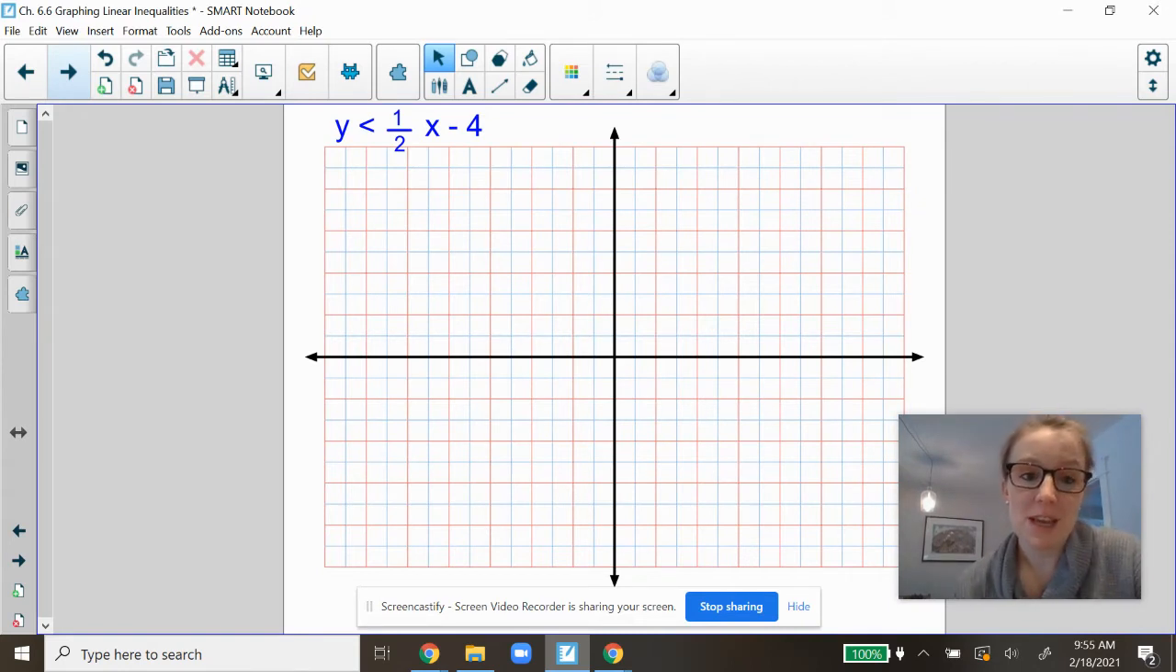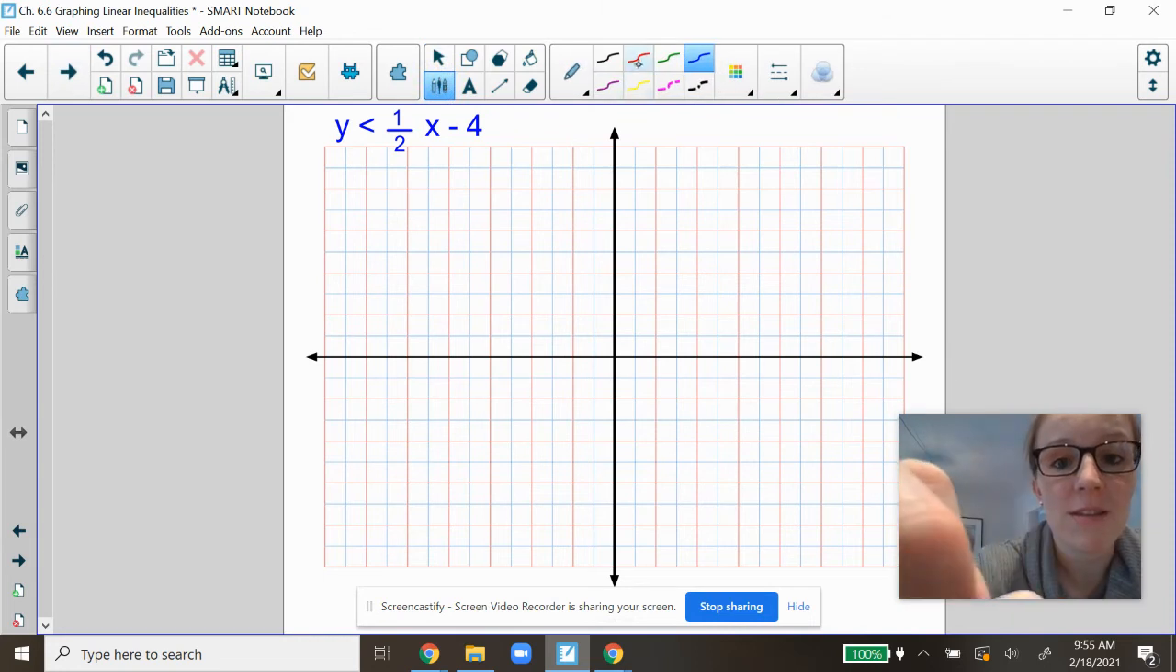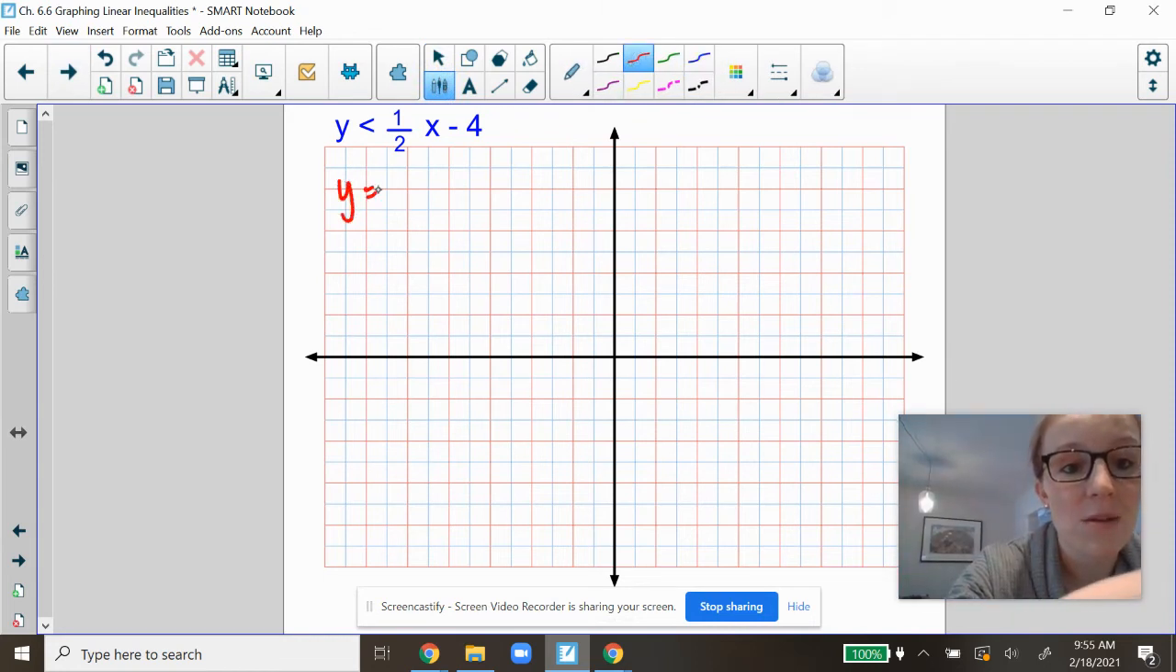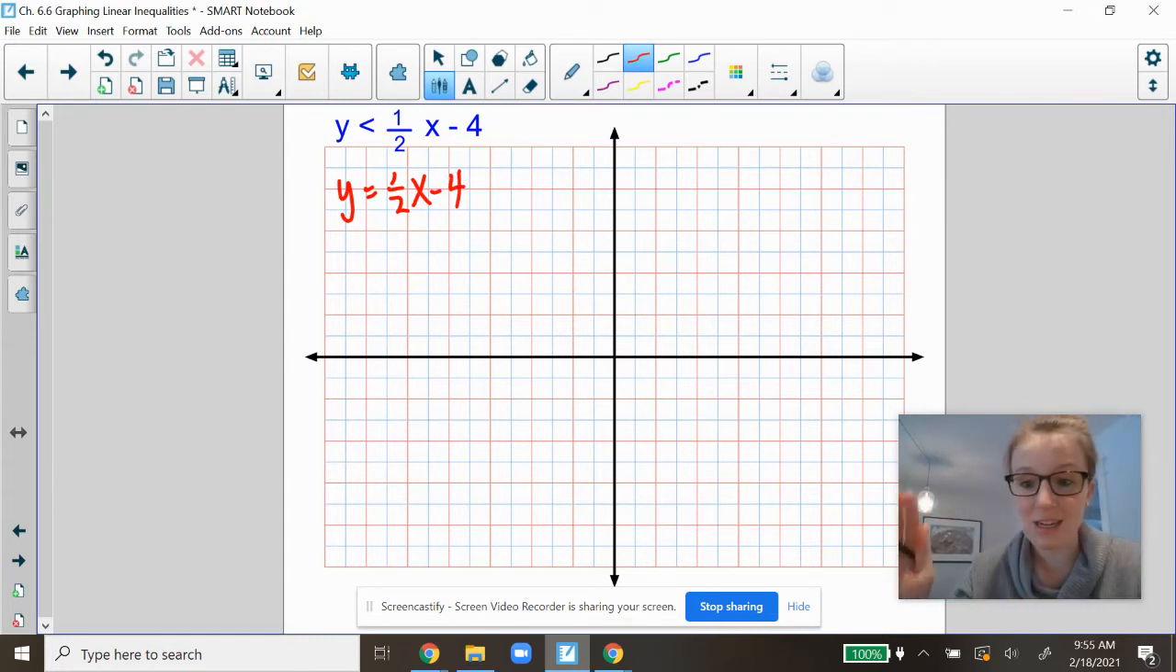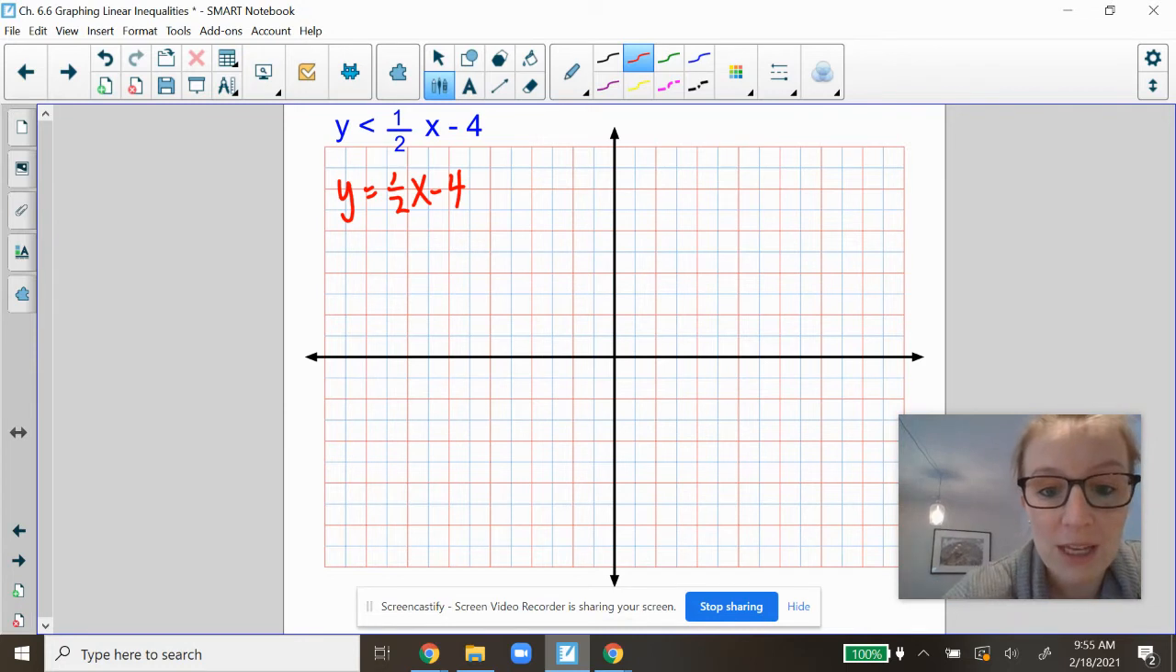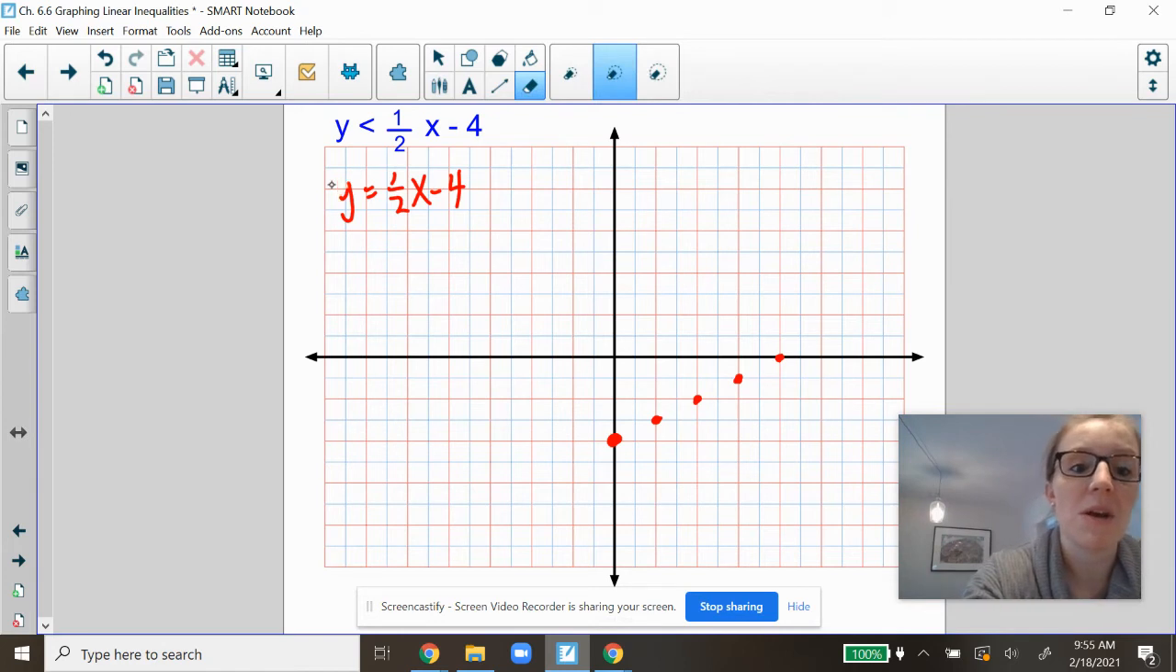So let's first think about this line here. I want you to imagine for a second that this says y equals 1/2 x minus 4. So let's pretend that it's just a regular line. We know that's in slope-intercept form. We know I can really nicely find my y-intercept of -4, and my slope is going to be 1/2, just like this.